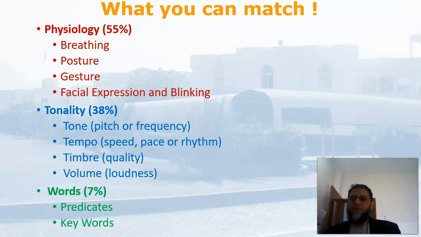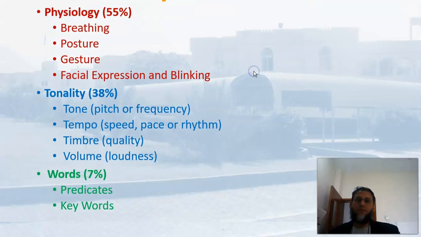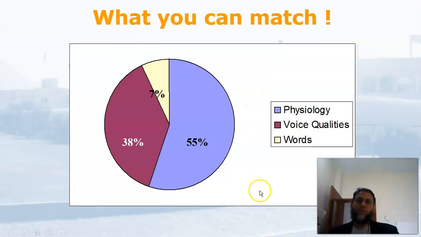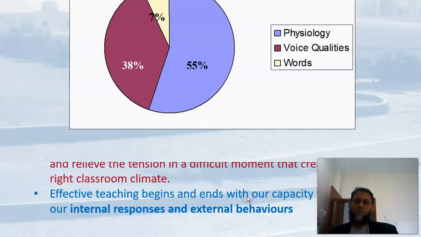There are some researchers giving these numbers here. You can match with them physiologically, tonally, and word-wise. You know that they are at a different level. We are at a different level. Knowledge-wise, language-wise, so many gaps are there. But we are trying to reach them by creating some match. So NLP is about this also: how we can match ourselves to create a more effective classroom. These are all the things we can match.